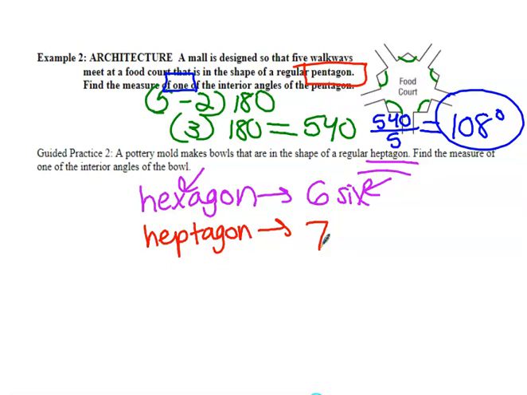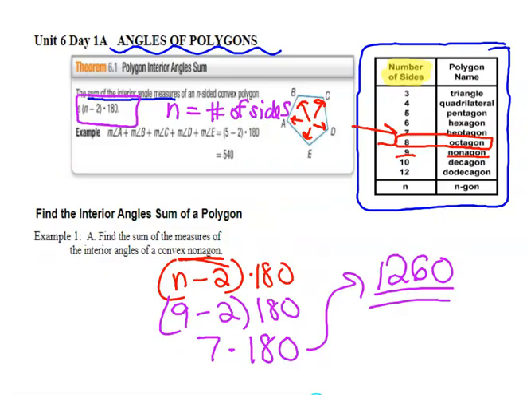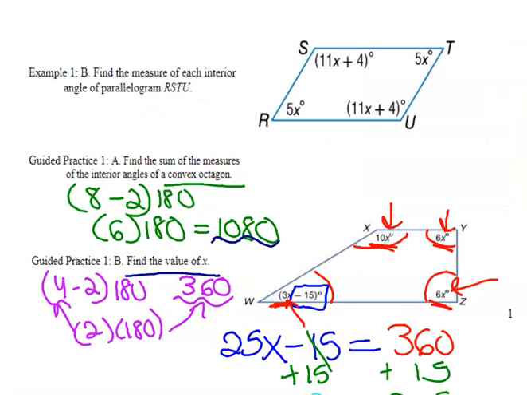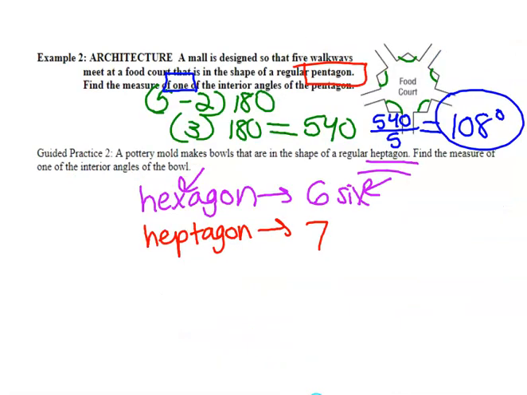And I've known what an octagon and a pentagon are because we use them quite often in the real world. Or again, you can go back to this chart. If you're like, oh, I'm not going to remember this, here's your chart again. Okay, folks. So heptagon is 7.